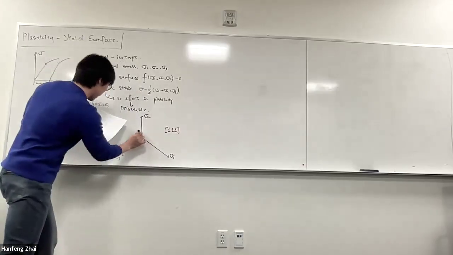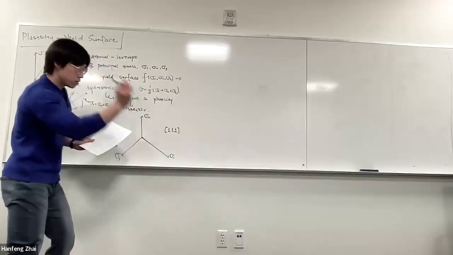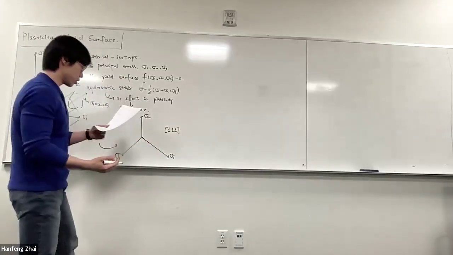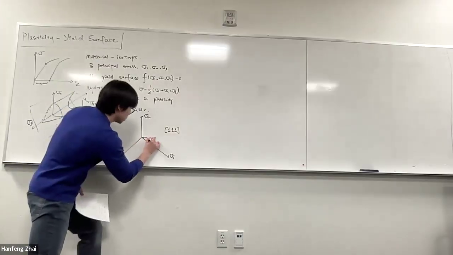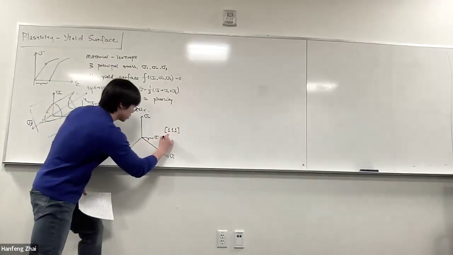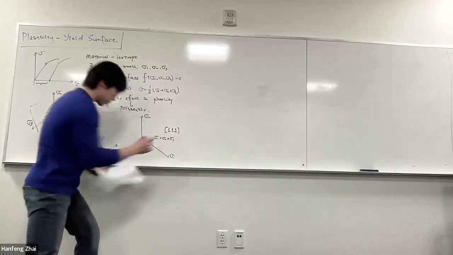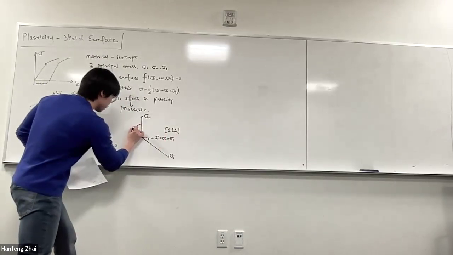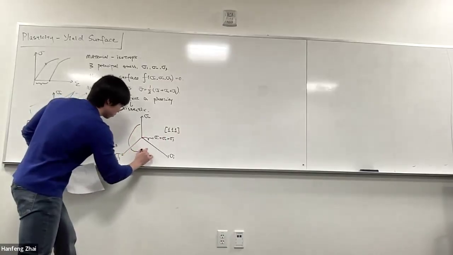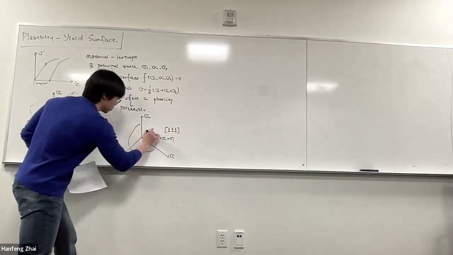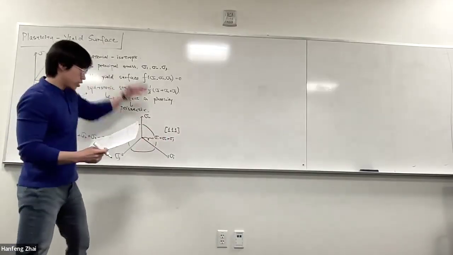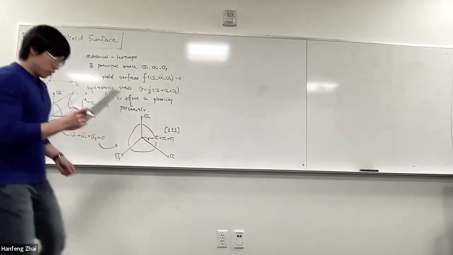And this is the axis pointing outwards, the axis where all three principal stress components are the same. So this axis is sigma 1 equals sigma 2 equals sigma 3. And the yield surface projection looks roughly like this. So this is what a yield surface looks like on a projection of this plane.